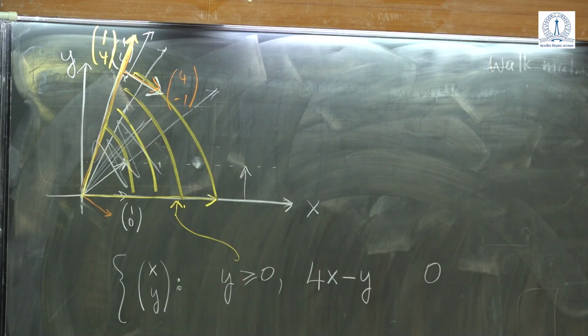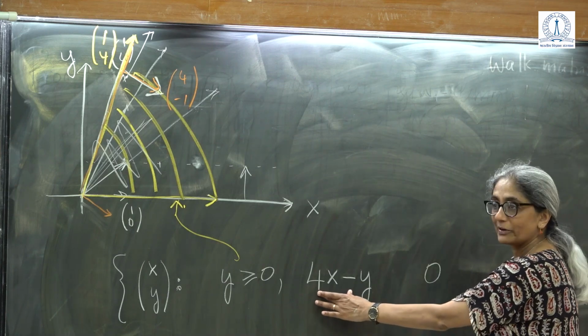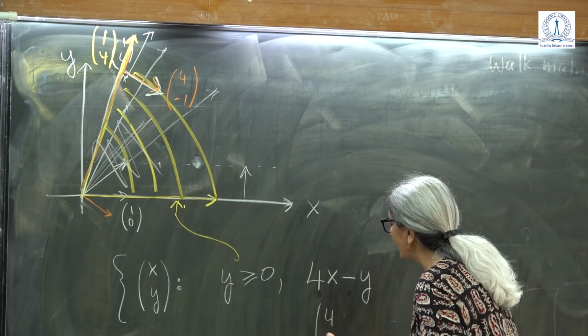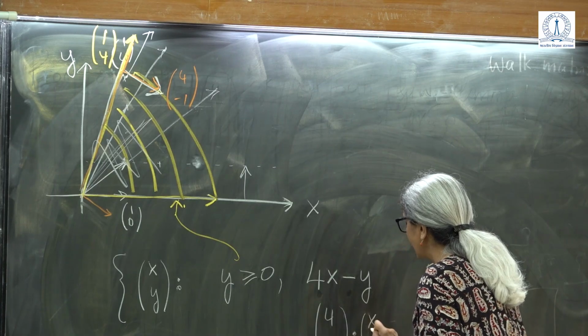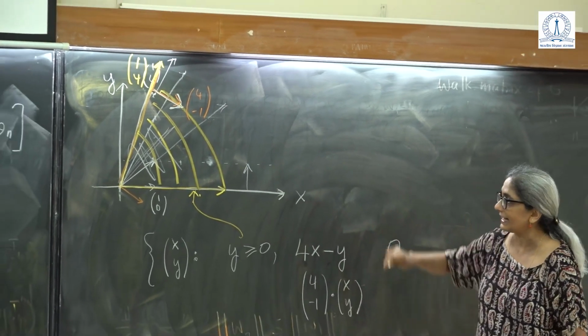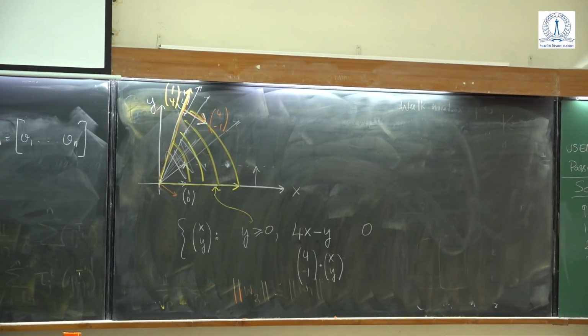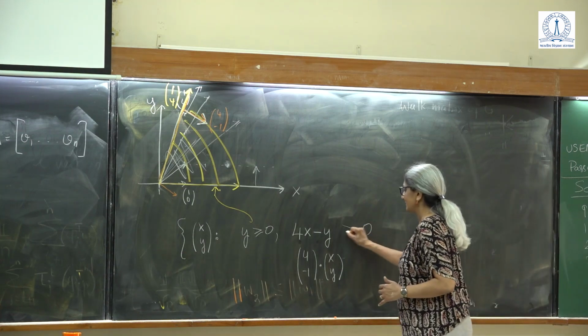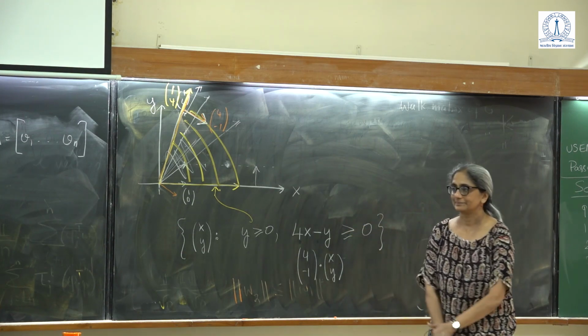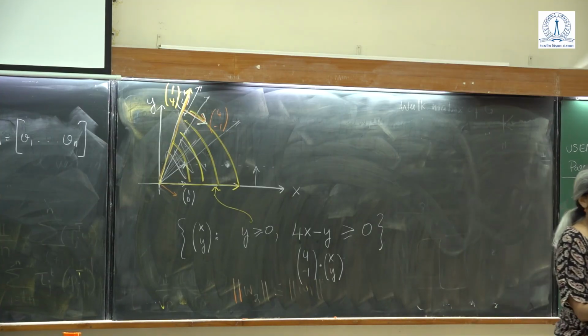It's a cosine, right? The dot product is the norm times the cosine of the angle between the two vectors. So it should be greater or equal to zero. This is the dot product of (4, -1) with (x, y). I'm interested in the (x, y)'s that make an acute angle with (4, -1), so the dot product should be greater or equal to 0. This is the inequality representation of the same set.